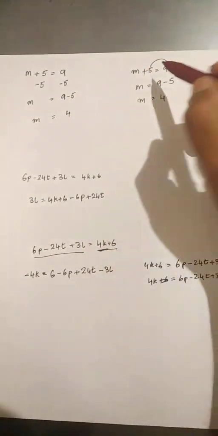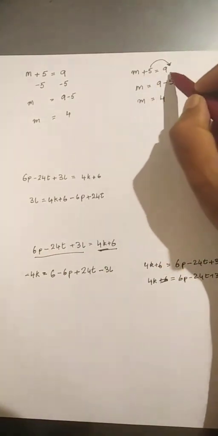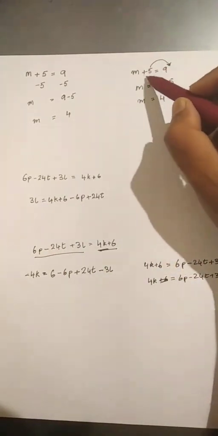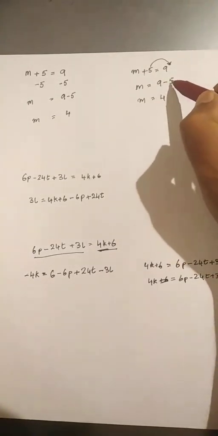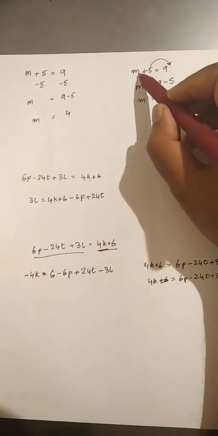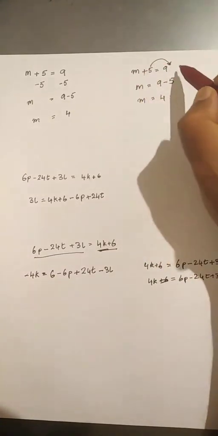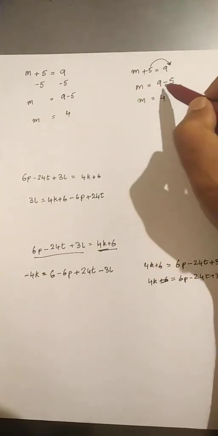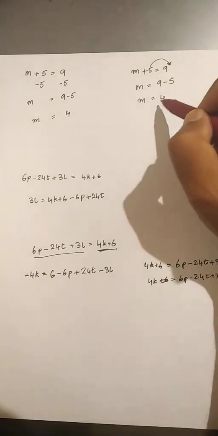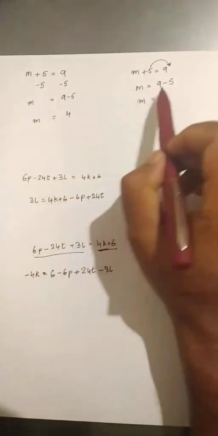Let's take this equation again, m plus 5 equals 9. If any term has to be moved across, we simply change the sign of that term. So we had m plus 5 equals 9. When we move plus 5 across, we make it minus 5. m equals 9 minus 5, m equals 4.